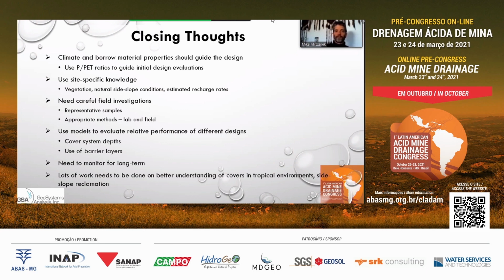Often you can go to the side slopes and take a look at how much rock is on the side slopes in the natural areas on the surface. And that tells you how much rock you need on the side slopes to control erosion. Looking at groundwater budgets as well will allow you to estimate what the natural recharge rates probably are.